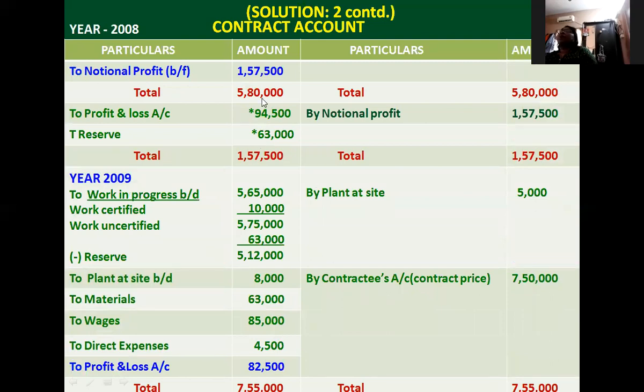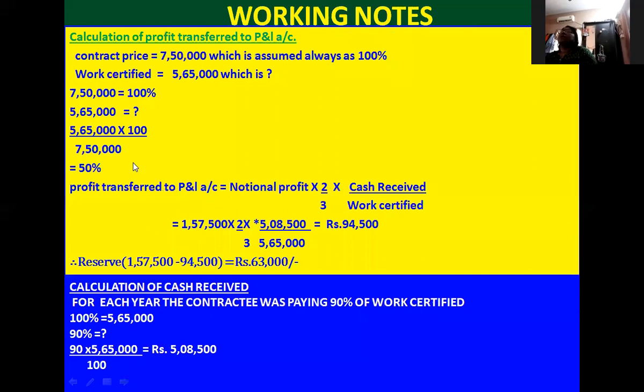Once you calculate the notional profit, find out by applying the working notes how much of the notional profit will go to profit and loss account, and how much will be kept under reserve. So look at these workings. Always assume the contract price as 7,50,000, 100%. Work certified, what percentage? If we calculate the percentage, 50% comes. We need to apply the third rule. For applying the third rule, we need to calculate cash receipt, which is given in this blue column. This is how we calculate the cash receipt.